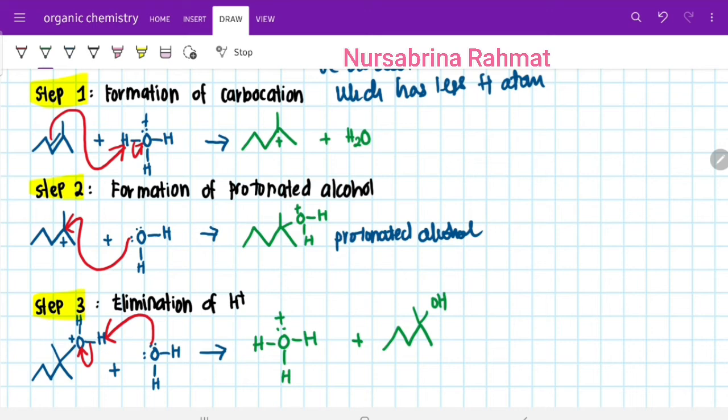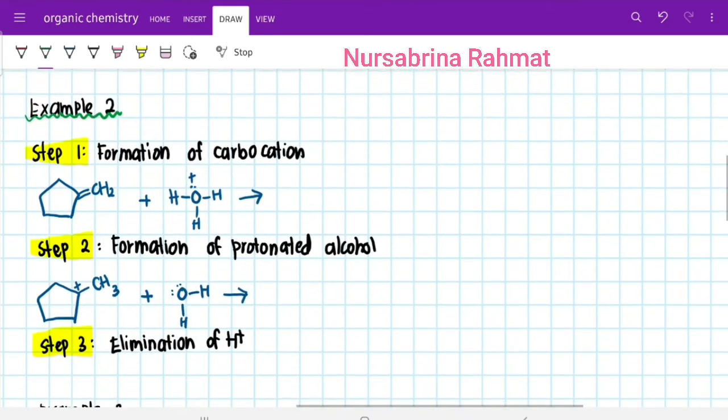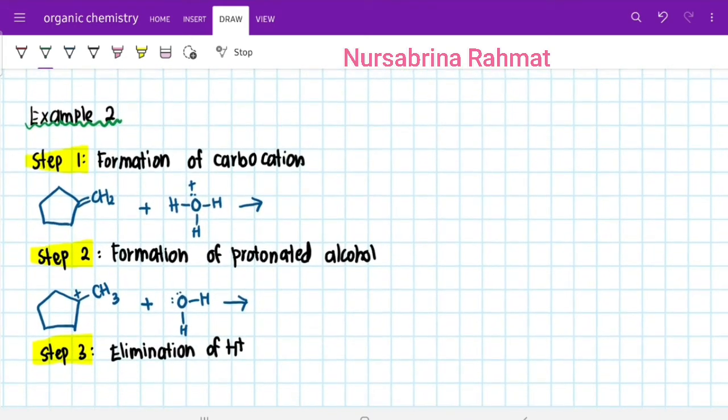Okay, so I'm going to show you another example. It again involves three steps. The first one is the formation of a carbocation. It always starts with the electrons from the double bond attacking the positive hydrogen, and this O-H bond will break heterolytically, with both electrons going to the oxygen atom. So we are making a carbocation.